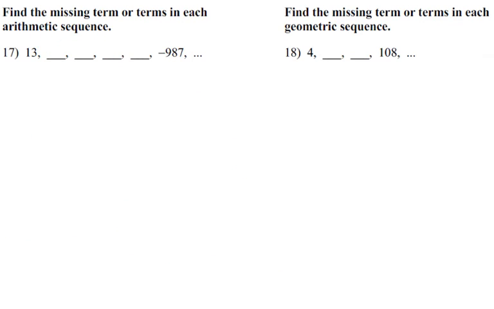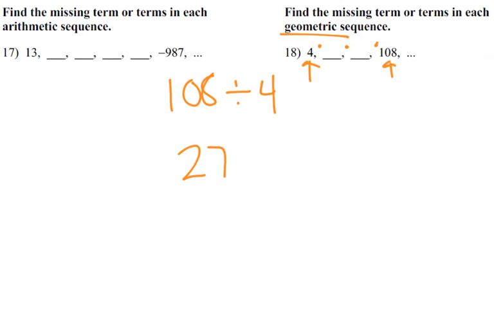Okay, so let's take a look at 18. So now it's geometric. So geometric, we're timesing, right? So we're going to times by the same number 3 times. Because we're timesing, we think opposite. So we take 108, divide it by the first number, so last divided by the first. Okay, 108 divided by 4 gives us 27. Then we've got 3 pieces, so we've got to split 27 up into 3 numbers that are being multiplied by each other.